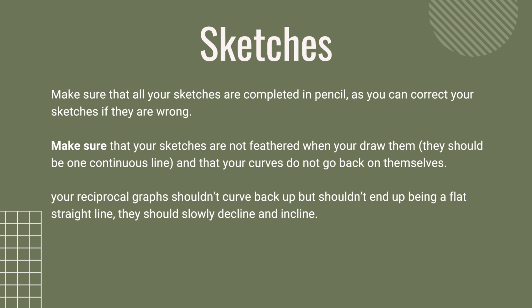Say if you have a quadratic graph or a reciprocal graph and it goes back on itself, you will lose marks because you've not drawn it correctly. That links to another point: your reciprocal graphs shouldn't go back on themselves and shouldn't end up being a flat straight line. So when I've drawn a reciprocal graph and we get to the bottom, it shouldn't curve down and then go flat, because that's wrong. It should slowly decline and incline.